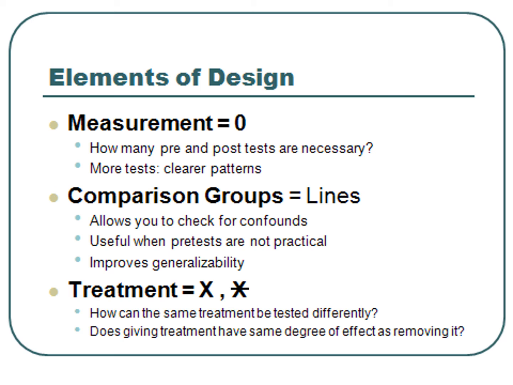Again, how many comparison groups do you need? It allows you to check for confounds. It allows you to make a stronger argument for generalization, and is especially useful if pre-tests are not practical or random assignment is not practical. And again, the more comparison groups you have, the stronger it is to make an argument for generalizability.